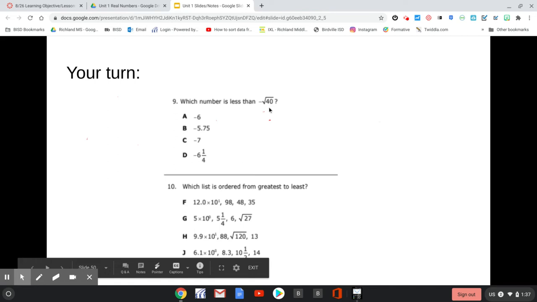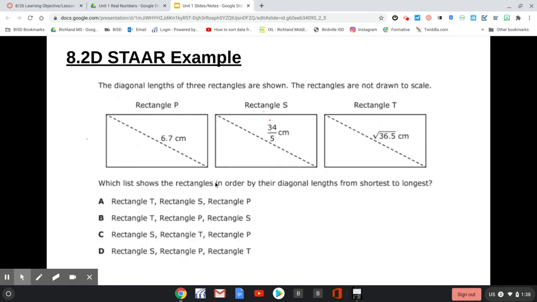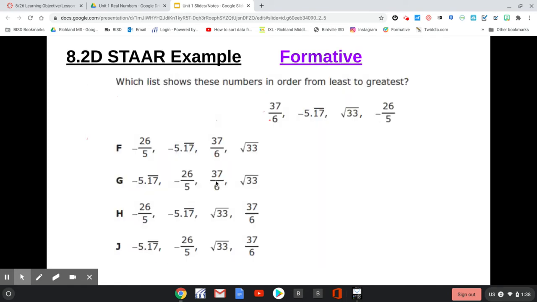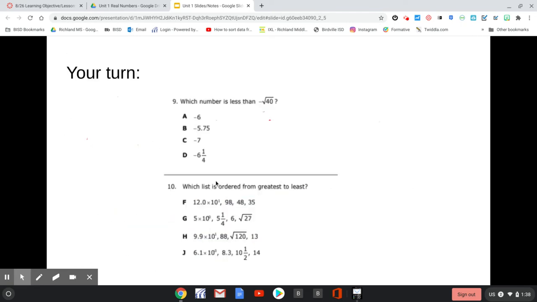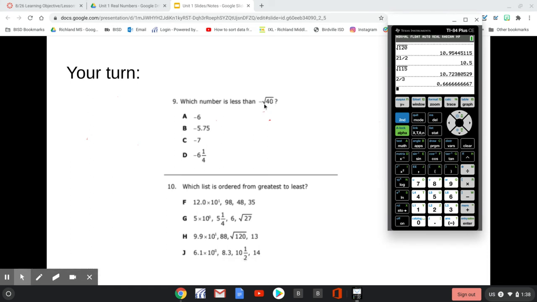This one says, which number is less than negative square root 40? So I want to show you this one, and this one might be the last one we do. Actually, we'll do those STAR examples as well. I want to show you this one because it's very important. If they put this on the STAR test, you need to understand how to put this in. So you're going to put negative. Here's your negative button. You're going to hit negative, second, square root 40. Enter. So it's going to be negative 6.32.